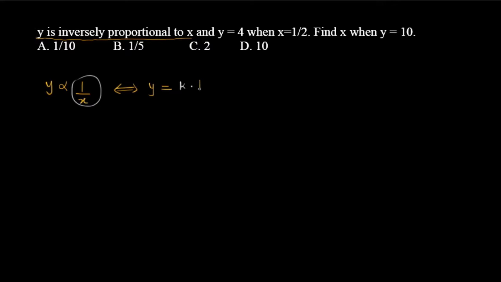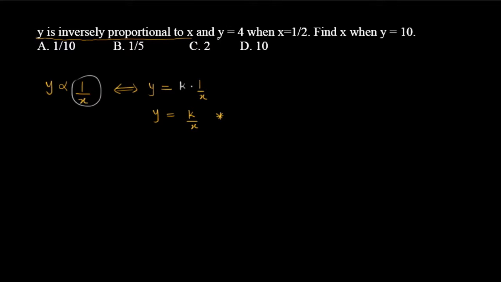times 1 over x. So the k here is representing the change from a variation; the k has been derived from this variation. In other words, it's going to be y equals k divided by x, because k times 1 is k all over x. So this equation is what's modeling the behavior between y and x. Now let me go ahead and read the rest of the question.